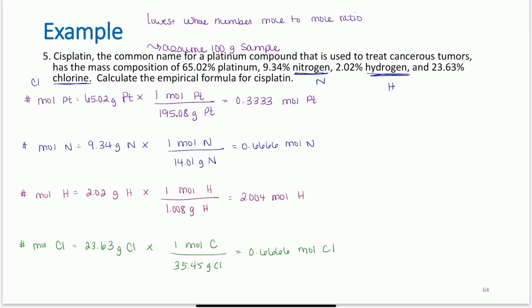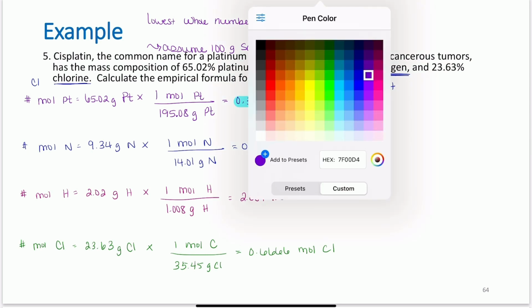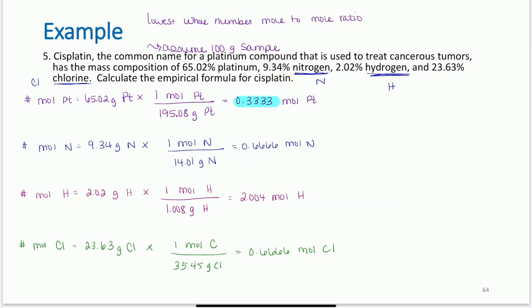Next, we've got the moles. Now we want to find the multiple ratio. To do this, we also want the lowest and we want whole numbers. I want you to go through and find the smallest number of moles you have and divide all of your values by that smallest number. So we're going to divide everything by 0.3333 moles.